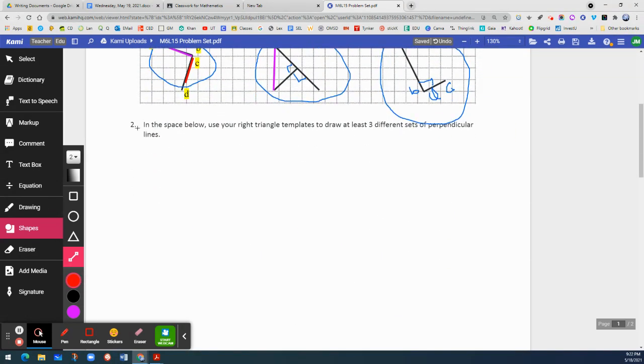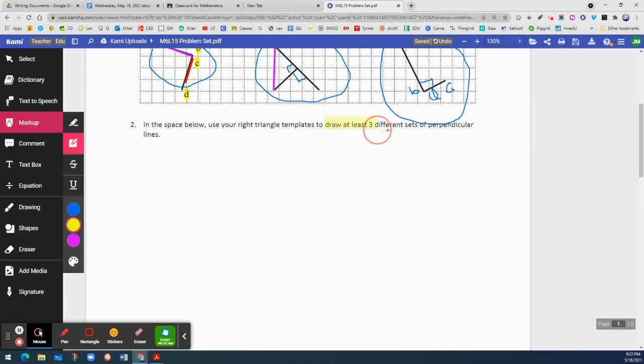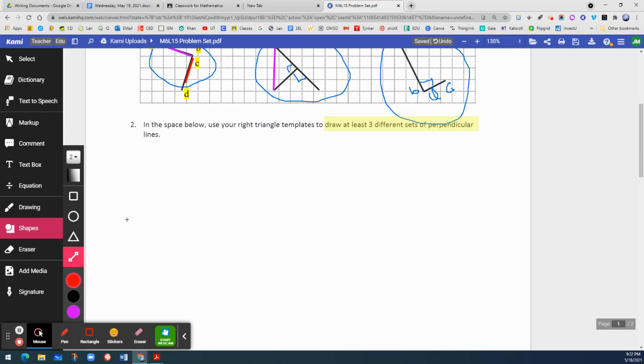And now it says, in the space below, use your right triangle templates to draw at least 3 different sets of perpendicular lines. So let's do this. That would be simple. You would grab 2 segments. Let me look at my line right here. Get the black one. So you can make one this way.